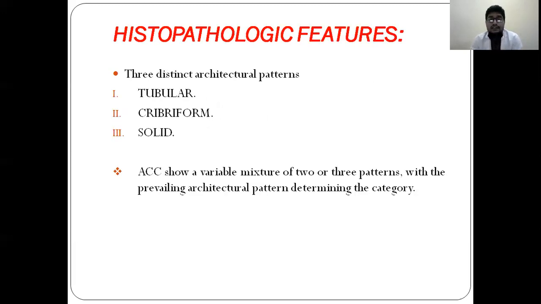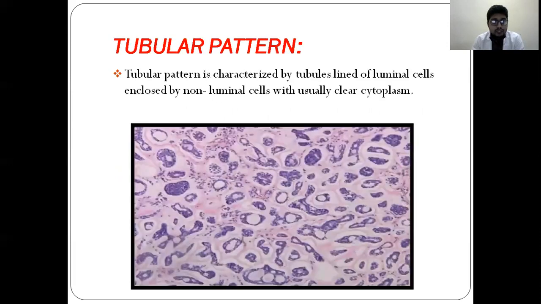Histopathologically, this lesion has three distinct architectural patterns. First is tubular, second is cribriform, and third is solid. This lesion shows a variable mixture of two or three patterns, with the prevailing architectural pattern determining the category. The first one is the tubular pattern. It is characterized by tubules lined by luminal cells enclosed by non-luminal cells with usually clear cytoplasm.